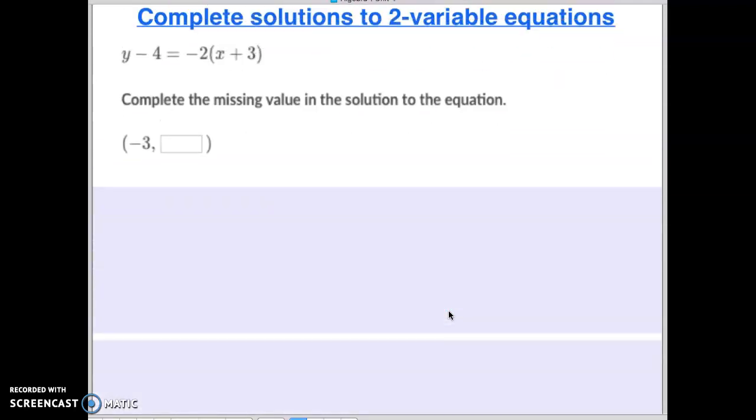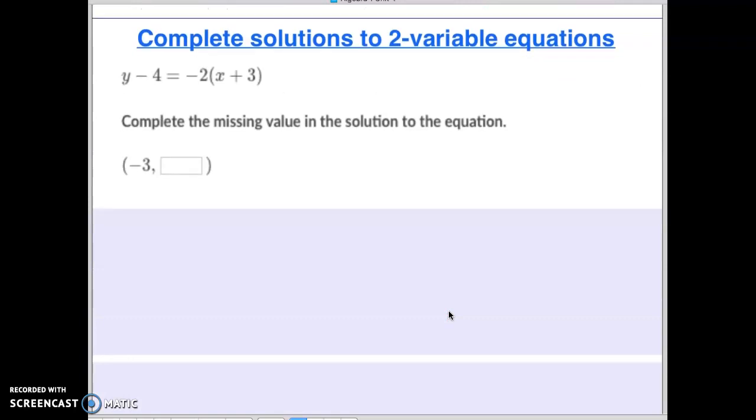Let's move on. All right, complete two solution ones. Well, it's kind of the same exact thing. They gave you half of a point here, we're going to plug it in, we're going to solve for the other one. So we know that x is negative 3. So let's see here, negative 3 plus 3 is 0. 0 times negative 2 is 0. So what minus 4 equals 0? Well, you might say it's 4. So 4 goes right in there.